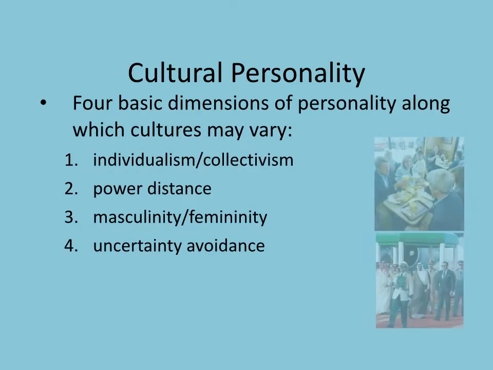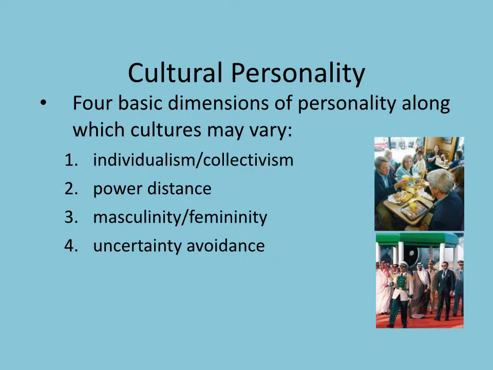Now, one of the biggest theorists of cultural personalities is going to be Hofstede. Hofstede has come up with 4 basic dimensions: individualism and collectivism, power distance, masculinity and femininity, and uncertainty avoidance. Of the 4, you really need to understand individualism and collectivism, as well as power distance.